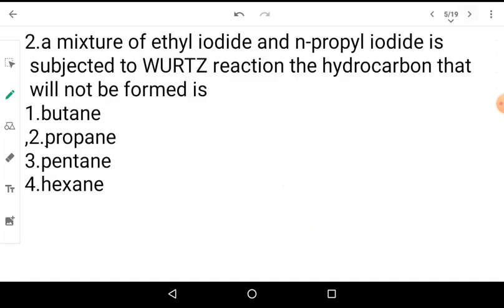Now let's do another question. A mixture of ethyl iodide and N-propyl iodide is subjected to Wood's reaction. The hydrocarbon that will not be formed is. So we have to find which is not formed.